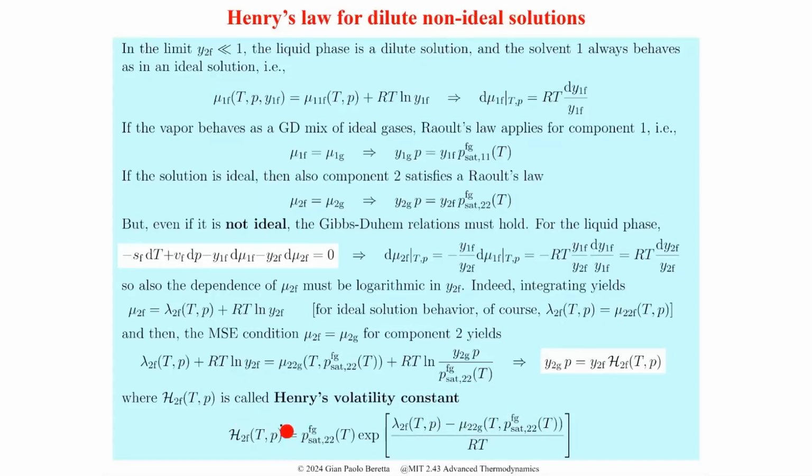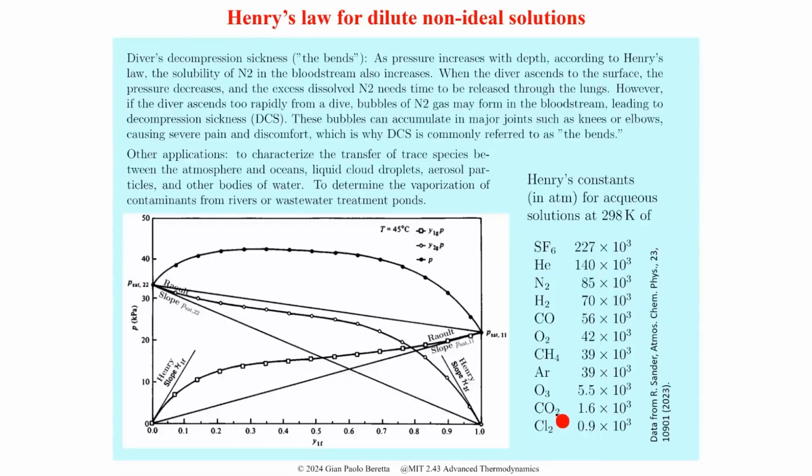And here is the explicit expression that derives for the Henry's constant in terms of the saturation pressure of the second substance. There is this correction factor, and this correction factor can be very large. For example, one important example in some practices is the one for nitrogen. So the Henry's constant has a value which is 85,000 atmospheres. So very high pressure.